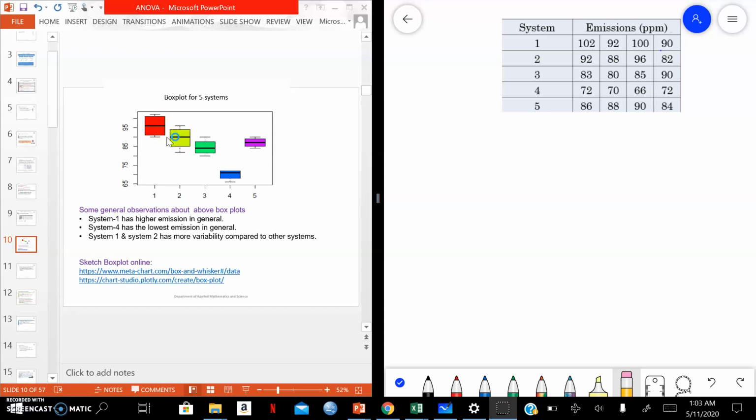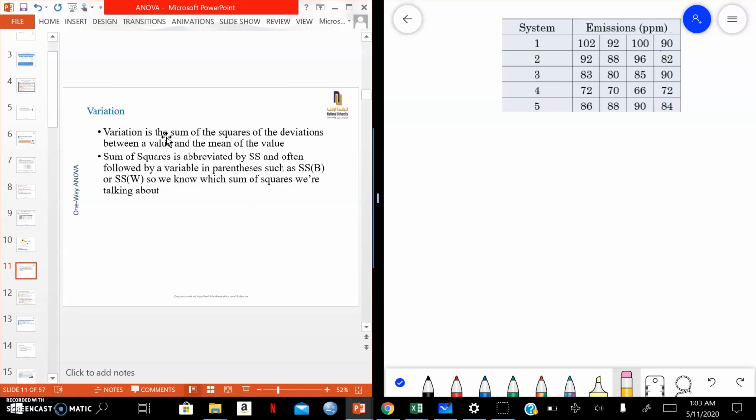Now we'll talk about the variation of the variability. There are two sources of variation in ANOVA. One is called variation between the groups, and another one is called variation within the groups. These are used in order to find the statistics. So we should understand what we mean by SSB and SSW.